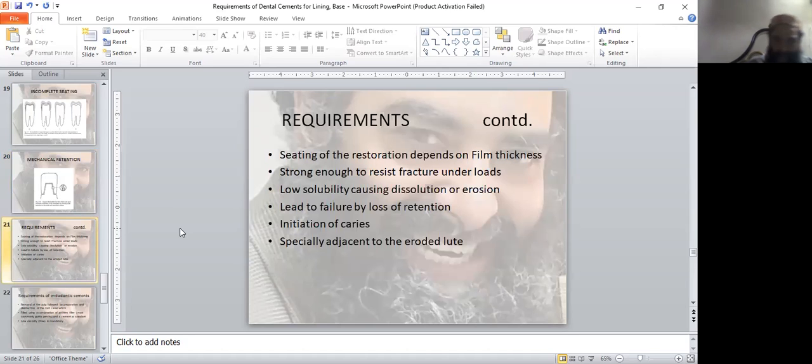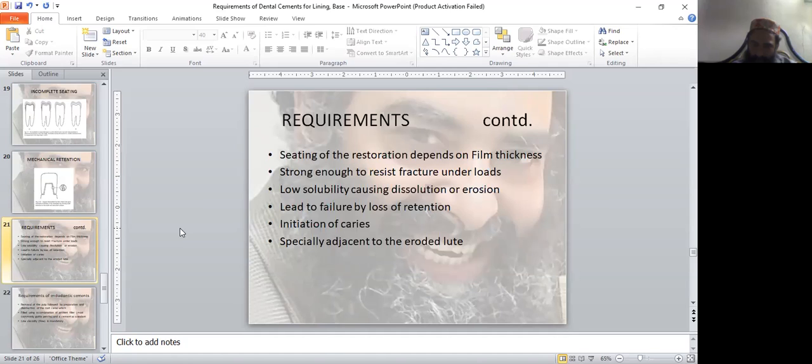Now the requirements. Seating of the restorative depends upon the film thickness, and it should be strong enough to resist fracture under loads. Obviously, low solubility, which means resistance to dissolution or erosion, as dissolution leads to failure by loss of retention. Low solubility means it should not be soluble.